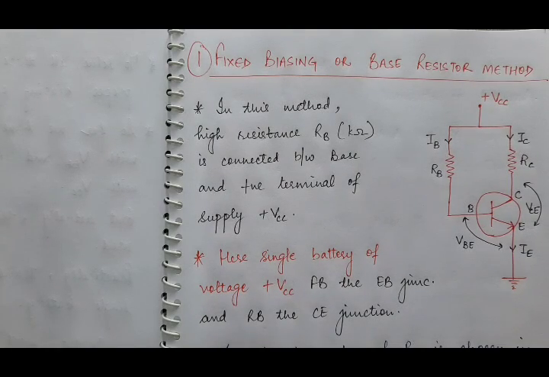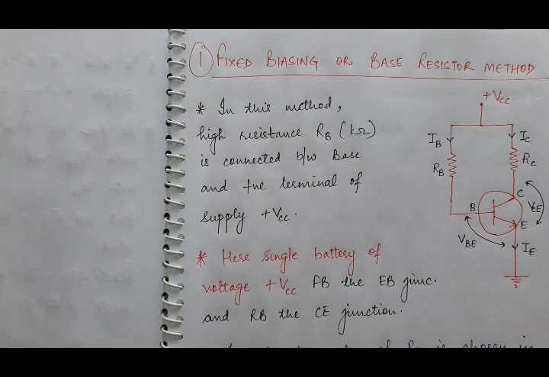Good morning, students. In this lecture 58, we were discussing the methods of transistor biasing, and we started with the first method in our previous lecture, which was fixed biasing, or fixed bias, or base resistor method, or base biasing method. So we will revise the first method.